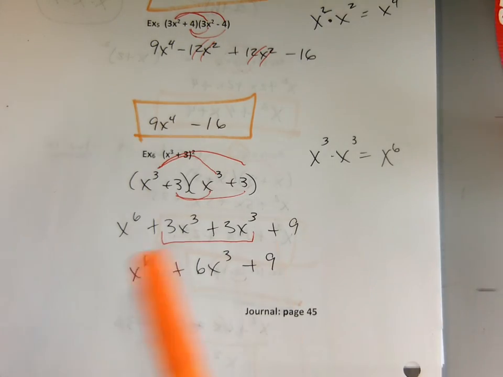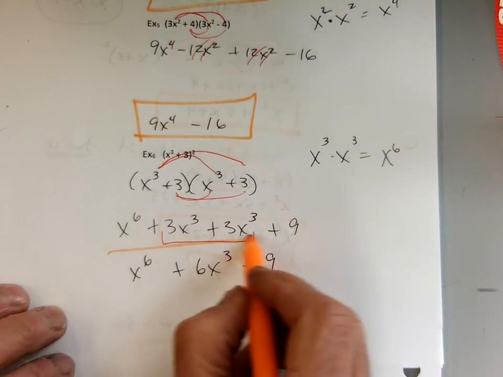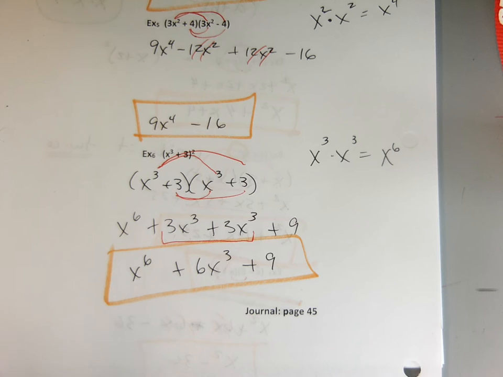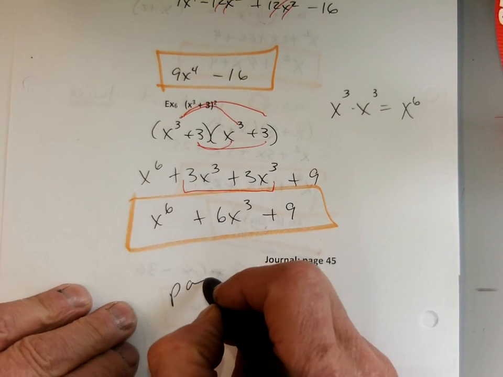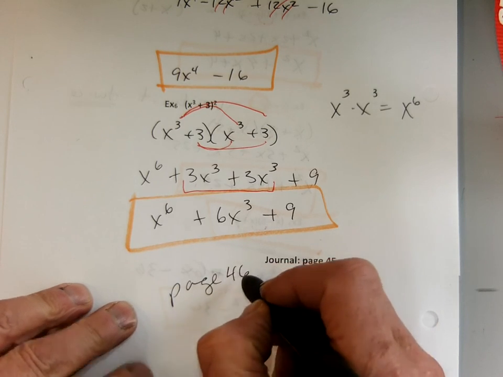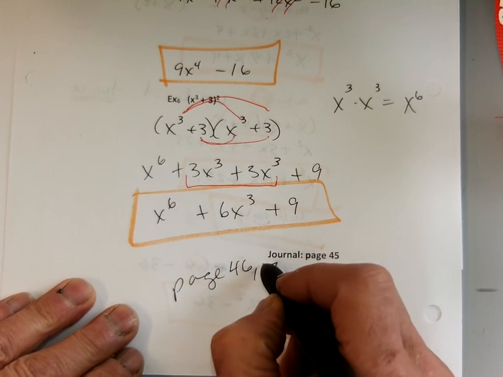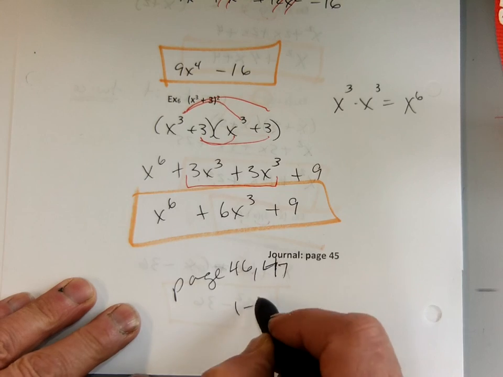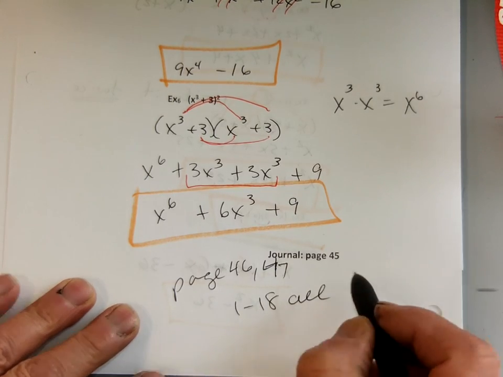Avi, you want to show the guys the homework? Okay. So homework for today. Page 46, 47. Good idea. Okay. Yep, page 46, 47. Yeah, it's easy. It seems like a lot, but these are pretty easy. 1 through 18, all.